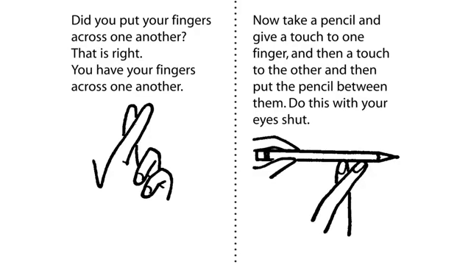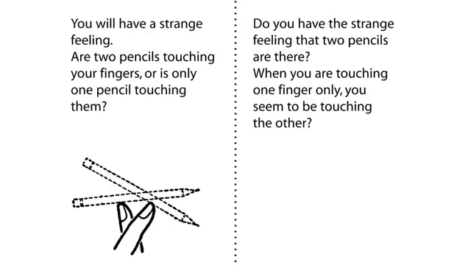Now, take a pencil and give a touch to one finger, and then a touch to the other, and then put the pencil between them. Do this with your eyes shut. You will have a strange feeling. Are two pencils touching your fingers, or is only one pencil touching them? Do you have the strange feeling that two pencils are there?